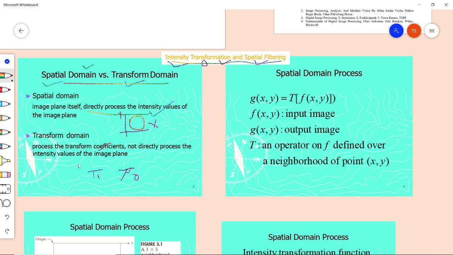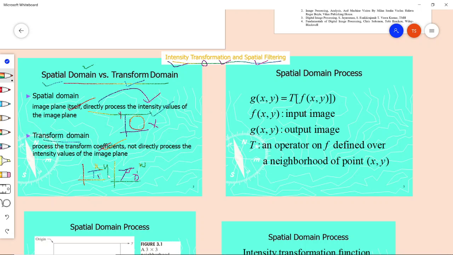So the process is upon the coefficients, not directly on the intensity values of the image plane. The image is here only, but we are transforming it into some other direction or place, so it does not look like the original one. That is the transform domain. Within the spatial domain, we apply the process directly onto the intensity values of the image, but in the transform domain, we apply it upon coefficients. Here coefficient x may change into something like w.